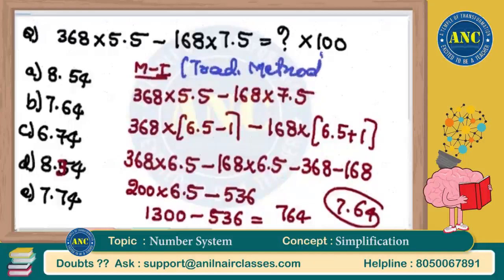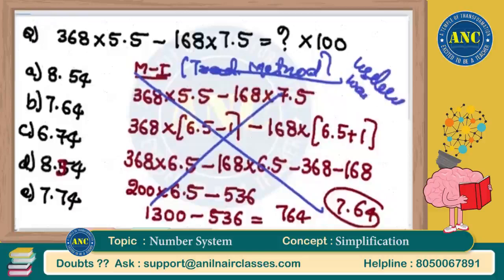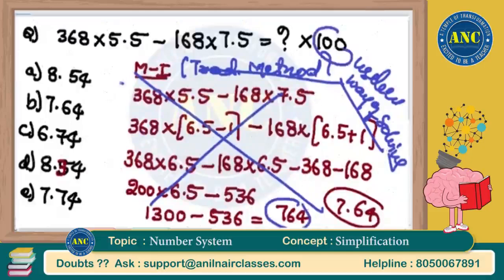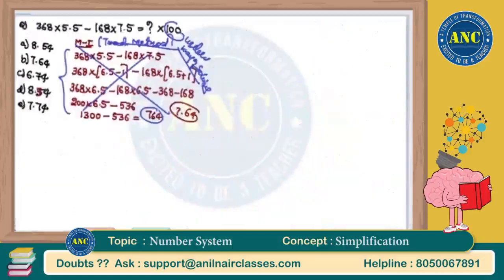If you want this kind of explanation, you should quit my channel. Useless way of solving. Stop watching this kind of live classes and wasting your time, sir. 368 into 5.5, he wrote it as 6.5 minus 1. 7.5, he wrote it as 6.5 plus 1. So 6.5 common, 368 minus 168, 200 into 6.5 minus 536. 1300 minus 536, 764. Here 100 is there, so 7.64. If you keep on watching this, your mind will become numb. You will think that this is the only way to solve.